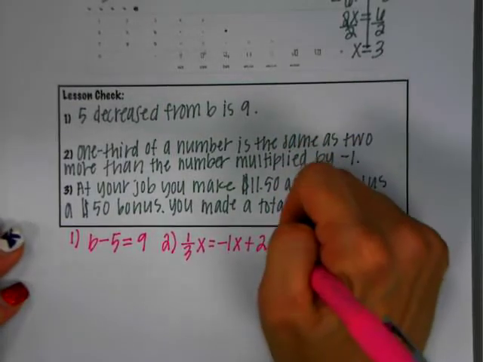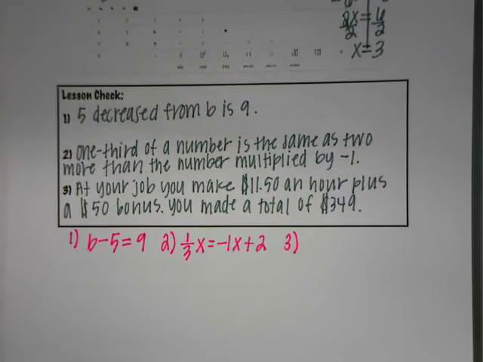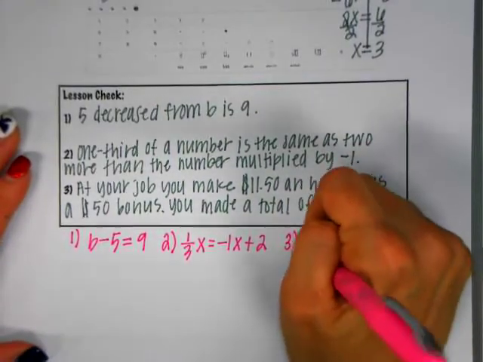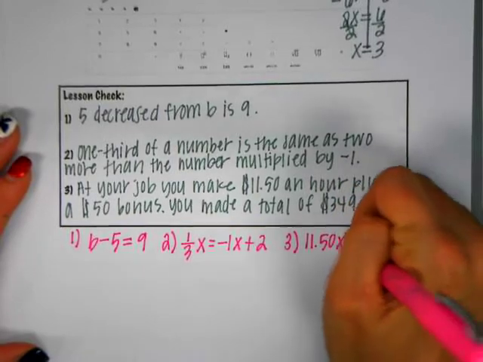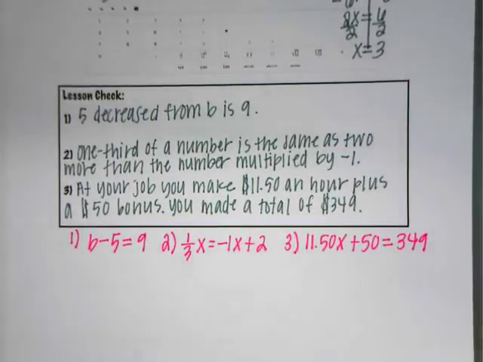Okay. And then number 3 is good. The order is going to be a little bit more flexible because it's like a story problem. So I did 1150x plus 50 equals 349. Good? Any questions?